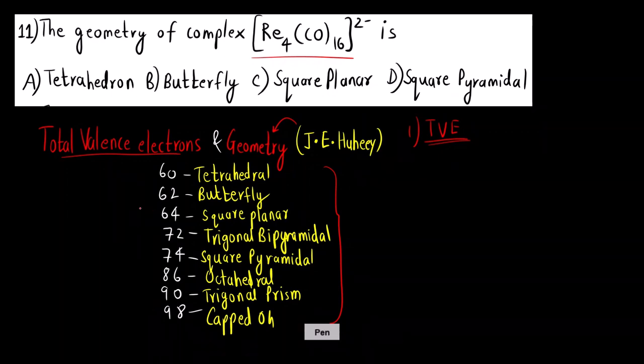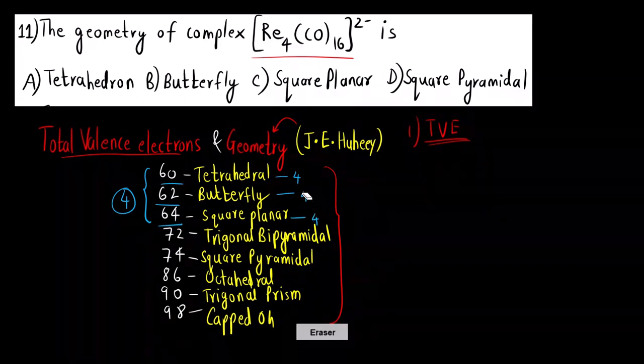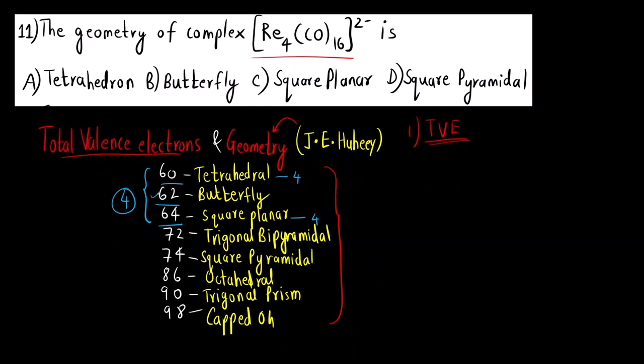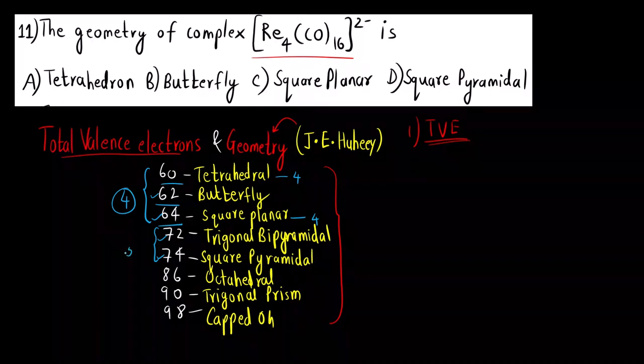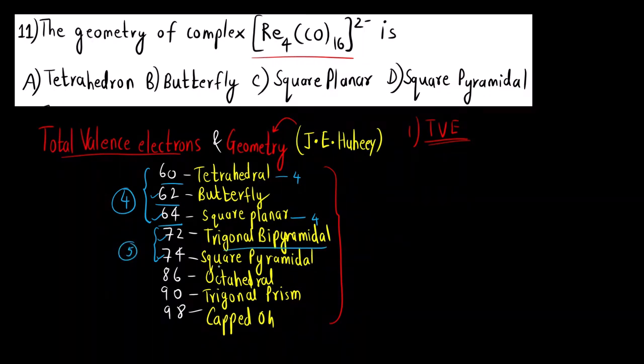Now how do you remember this? You can remember like this. The first three, 60, 62, 64, they are of coordination number 4, that is tetrahedral, butterfly and then square planar. Then we have 72 and 74. Now we come to coordination number 5, trigonal bipyramidal 72, and if the total valence electron count is 74 then it is square pyramidal. Then this 86 is very important because octahedral complexes are most common.